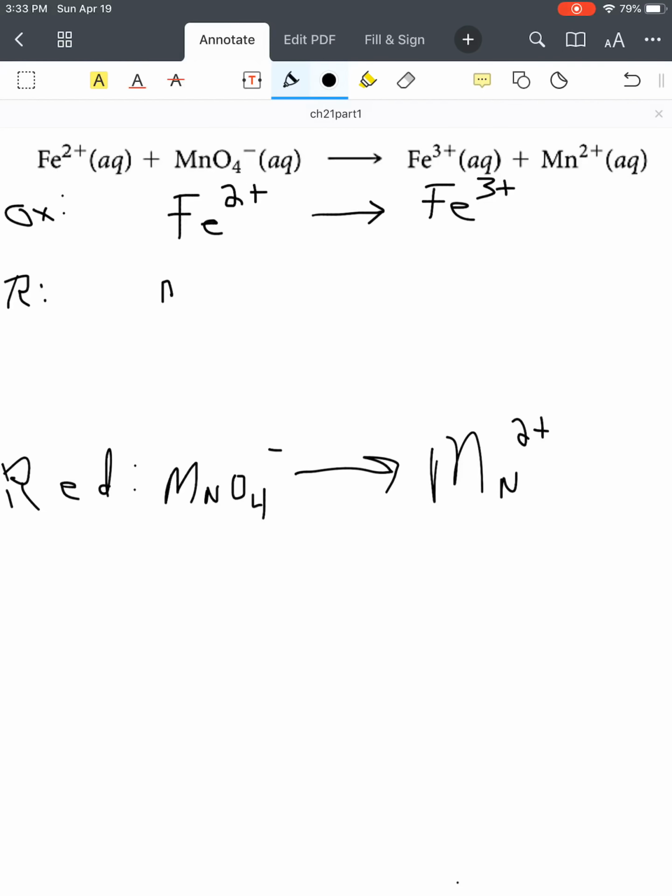But what about my reduction? Well, I have my MnO4-, my permanganate ion, and it goes all the way down to manganese 2+.